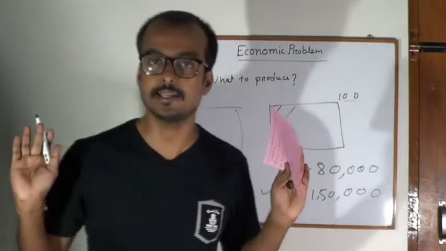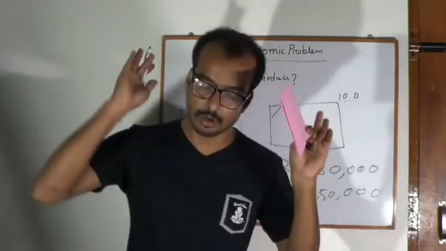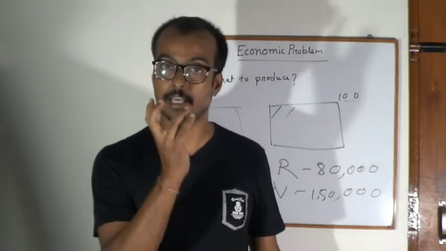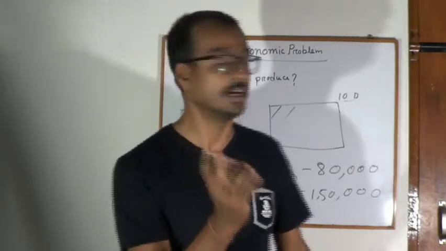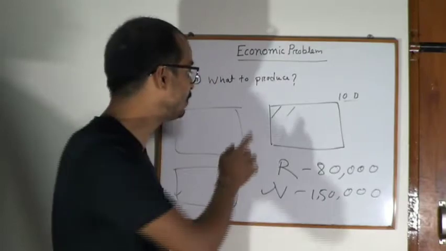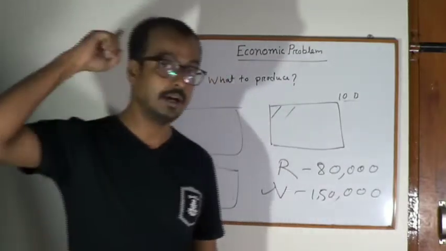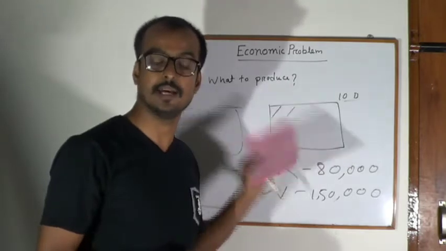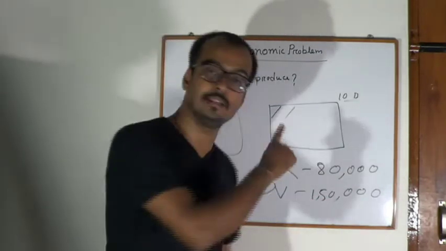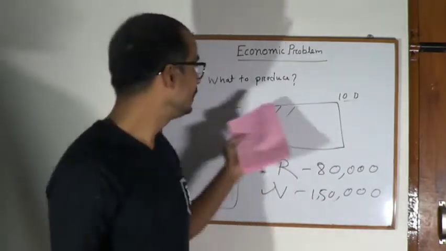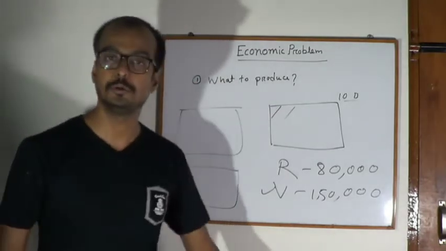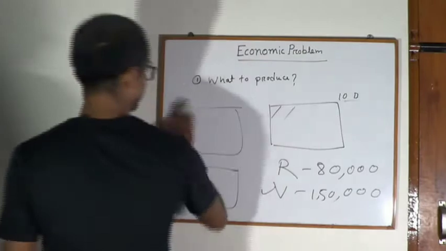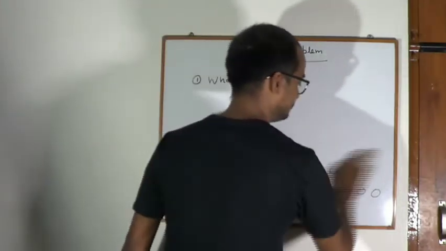But that is not the case. Not a single person in this world has unlimited supply of land. The supply of land is very much limited. Here in my example, it is only 10 bighas. So I told you, scarce resources, the resources are scarce, and that's why this person is making the choice. So this is the first problem, what to produce. I hope it is clear.